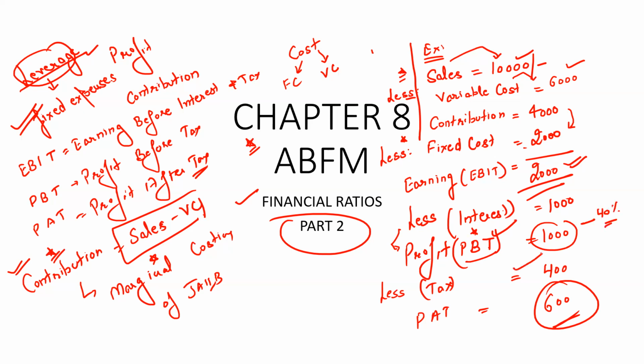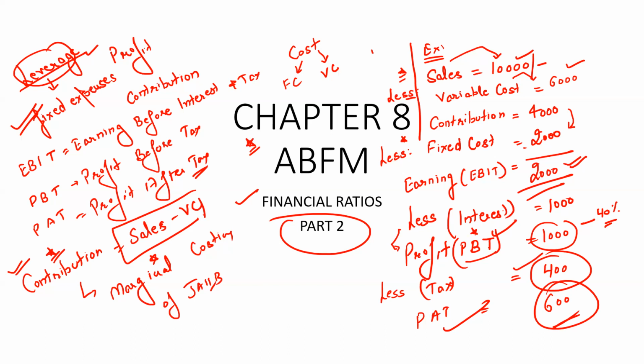So tax, how much amount? 40% of 1,000, that is 400. So what we have left is profit after tax, that is 600. Clear? So this is one scenario. On the basis of that, we also have to calculate the operating leverage and the financial leverage. Clear? All these things we also have to understand from there.